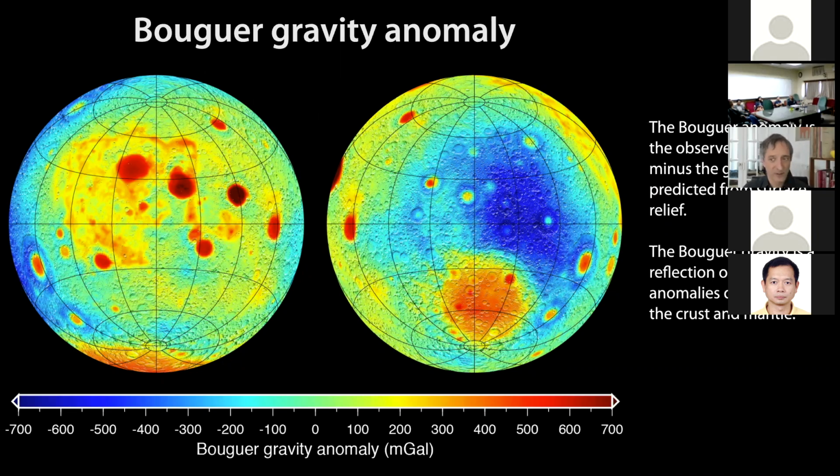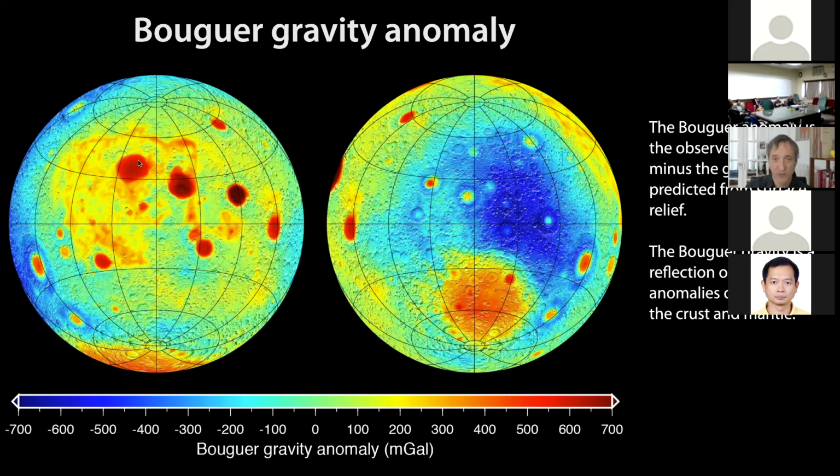And what's good about the Bouguer gravity is that it pretty much tells you what is going on below the surface, tens of kilometers below the surface. And as you can see here, the Bouguer gravity map is very smooth compared to the free air gravity. And the largest signals that you see are associated with the impact basins.